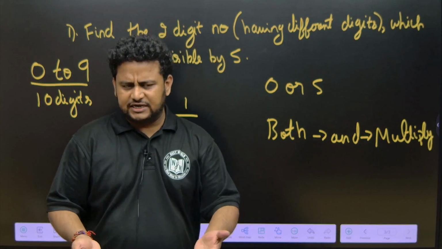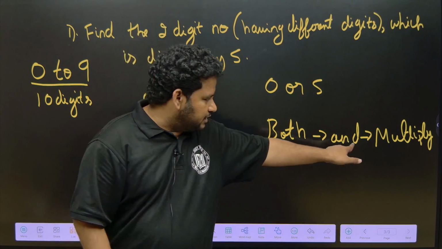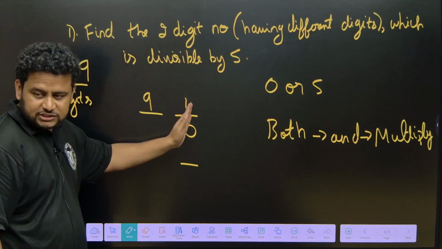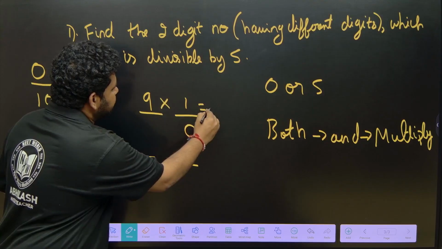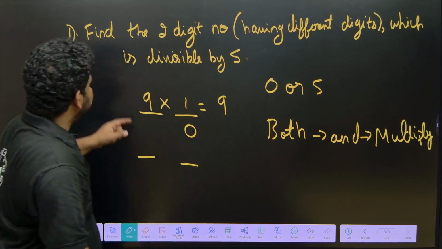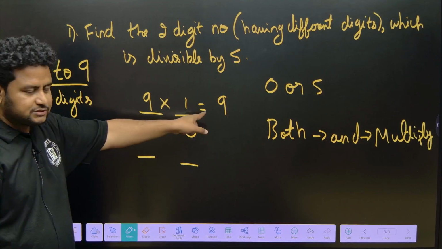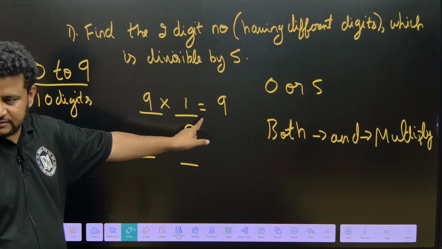You would have studied this in logic gates also. In logic gates, AND means you have to multiply. So I want 1 here, and I want 9 digits here. So this will become 9 into 1. So how many ways can you arrange this? 9 into 1 ways. Find the 2 digit numbers divisible by 5. The answer here is 9. Understood why 9?